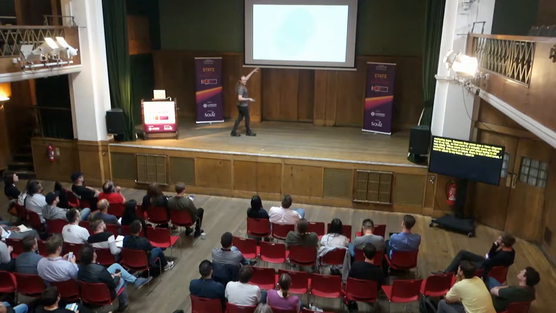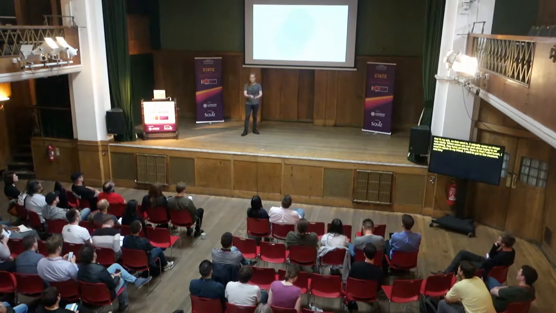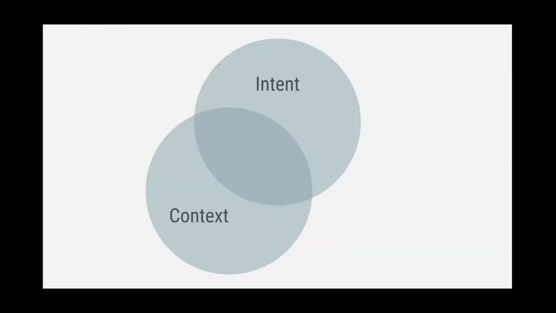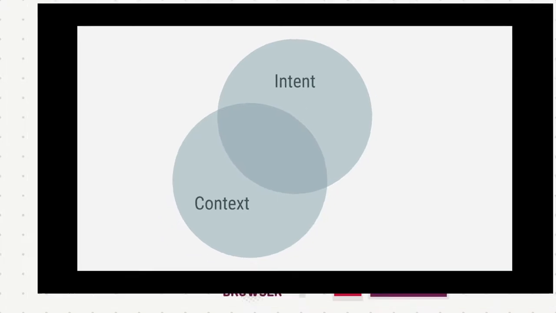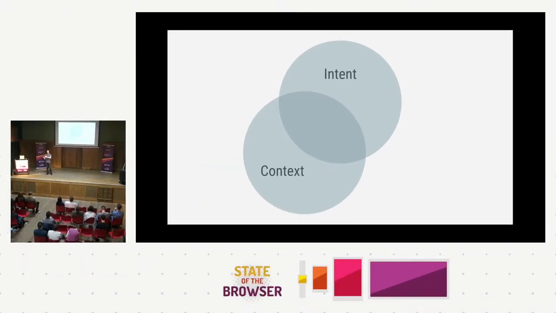So when users are out and about trying to do something, they have an intent. That's the kind of, I want lunch, I want to speak to my friend, I want to get to the museum. And they have a context. And that context is not just where they are and what they're feeling, it's things like, what's their network connectivity? What device do they have on them? What are they doing at the moment? Is their attention somewhere else? Are they driving? Are they walking?